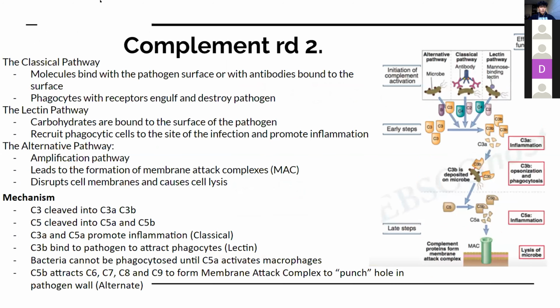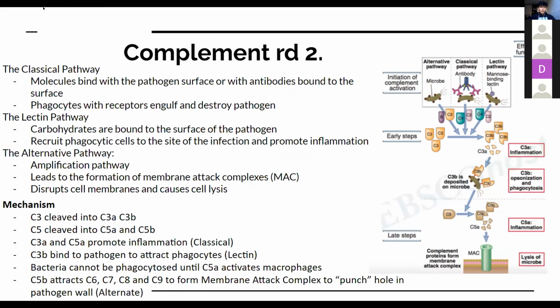Okay, so this is complement round 2. A little bit more on the classical pathway. The classical pathway is essentially when molecules bind with the pathogen surface, or with antibodies bound to the surface of the pathogen or cell. That encourages phagocytes with receptors to engulf and destroy the pathogen. The lectin pathway is through carbohydrates bound to the surface of the pathogen, and they effectively recruit phagocytic cells to the site of the infection and promote inflammation. So that's the inflammation and chemotaxis aspect of the complement system. Then the alternative pathway is the amplification pathway, and this is what leads to the formation of membrane attack complexes, which disrupt the cell membranes and actually kill the cell.